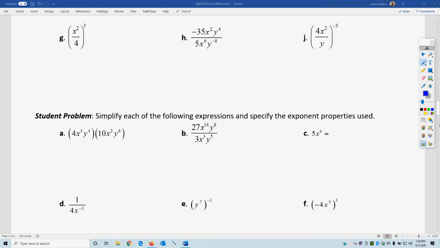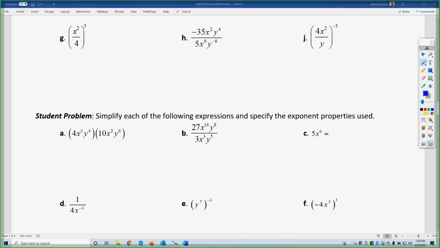We have a power of a quotient. Needs to distribute inside to each one of these. So that's x to the 6th and 4 to the 3rd, which is x to the 6th over 64. All right, next one's a quotient rule.